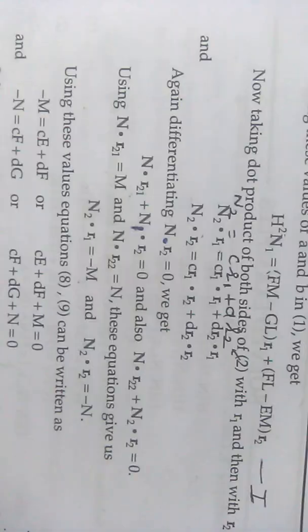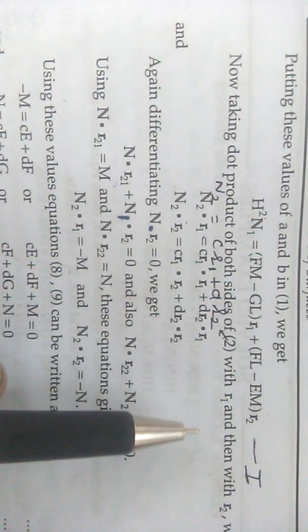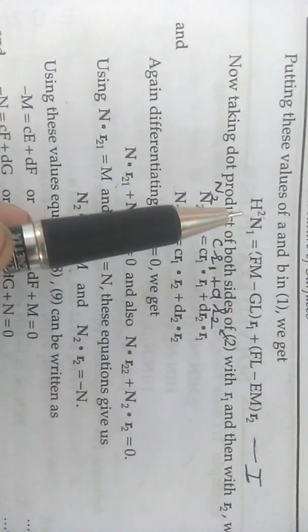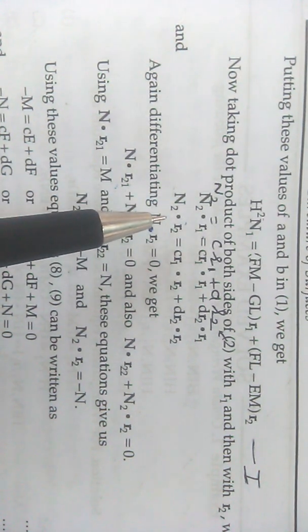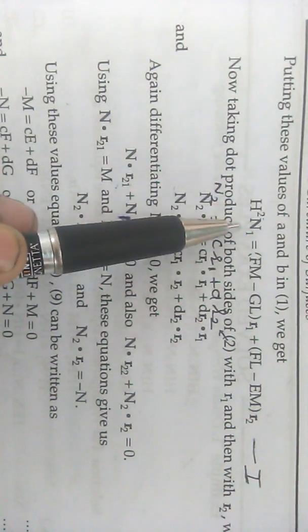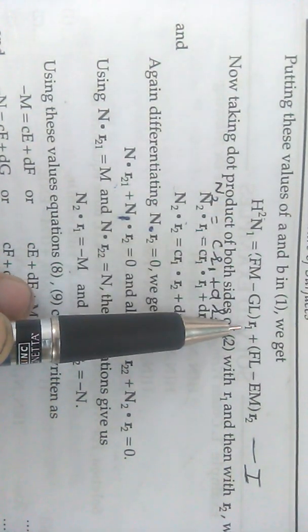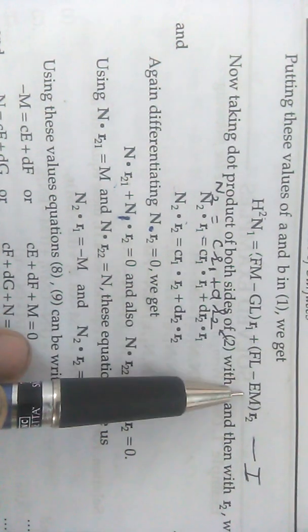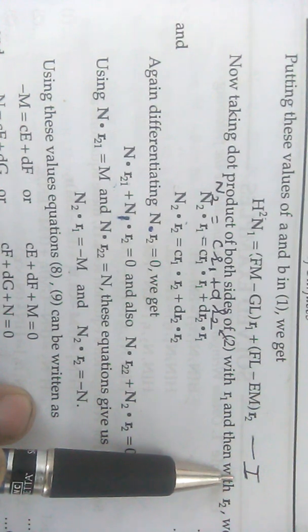Now we can substitute the values of A and B in equation 1 to get the first Weingarten equation, which gives the derivative of the unit normal vector n to the surface with respect to the parameter u. So we get H² n1 is equal to (Fm − GL) R1 + (FL − EM) R2. So this is our first Weingarten equation.